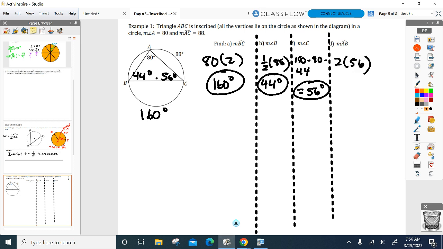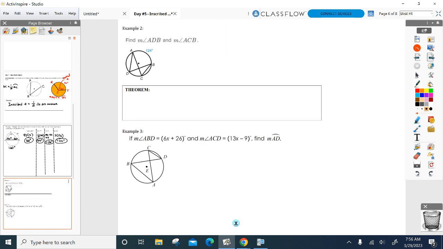Did anybody subtract the other 2 arcs from 360? Because you could do that too. That's fine too. Yep, double 56 or subtract from 360, and that gives me 112. All right, no issues? All right, here we go.